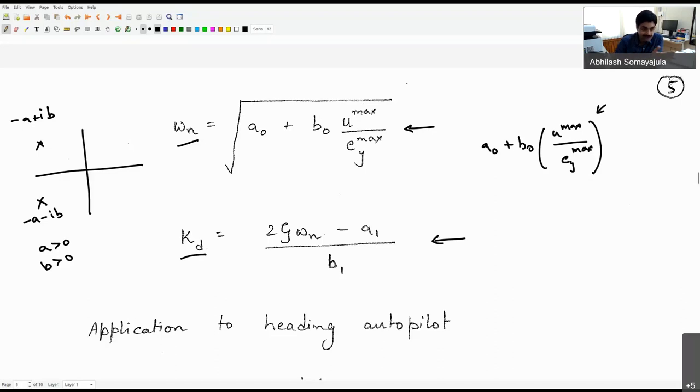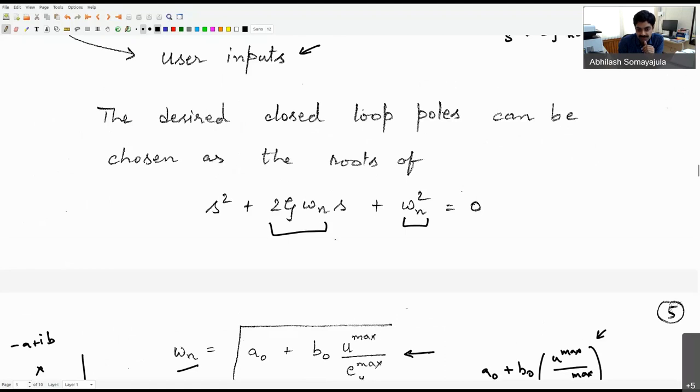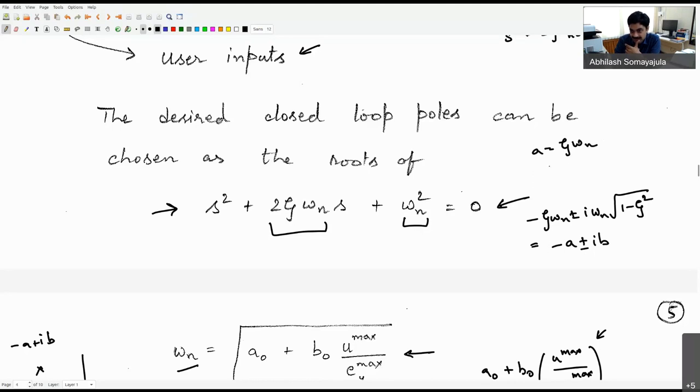Correct? The simple idea here is I just look at where are the poles of this system. This system has poles at minus zeta omega n plus minus i times omega n times square root of 1 minus zeta square. That will be the two roots which you will get by solving this quadratic equation right here, assuming that zeta is less than 1, of course. So that means that is the location of those poles. That location of the pole must be equal to minus A plus minus iB. So which means A is zeta omega n and B is omega n times square root of 1 minus zeta square.